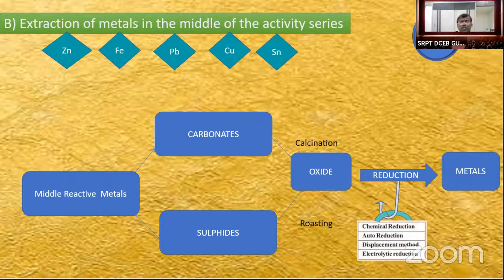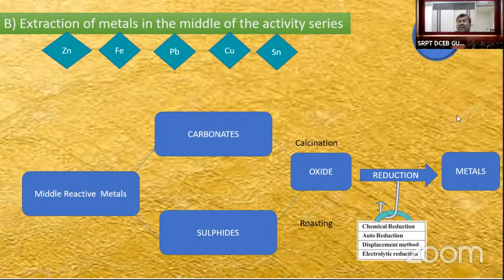So how do we reduce? For the reduction process, there are 4 types based on the nature of the mineral. We can reduce the ores by chemical reduction, auto reduction like copper sulfides, the displacement method that we are going to learn in the thermite process, and of course electrolytic reduction.